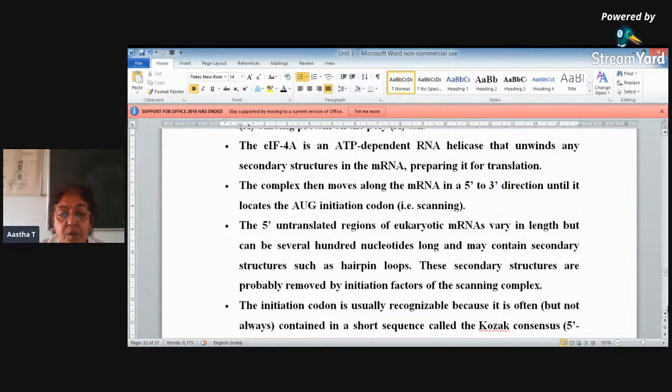It may be hundreds of nucleotides long, and it consists of secondary structures called hairpin loops. The 5 prime untranslated region. 5 prime end la untranslated region asu shakto eukaryotic mRNA madhe, ani to hairpin structure tayar karu shakto. These secondary structures are removed by initiation factors of the scanning complex.